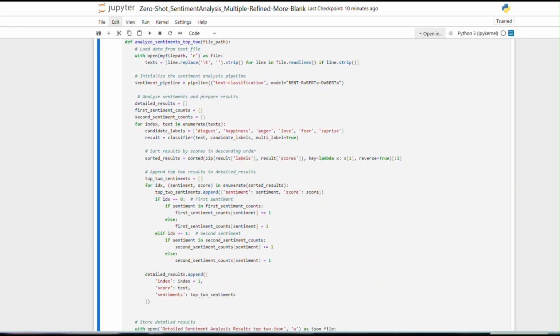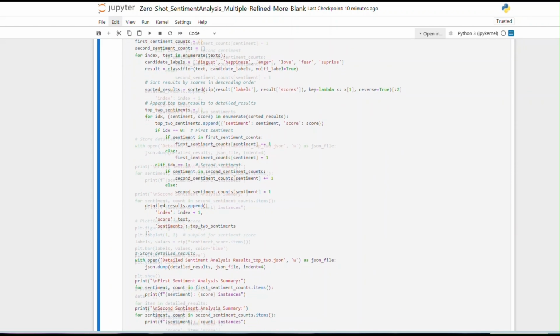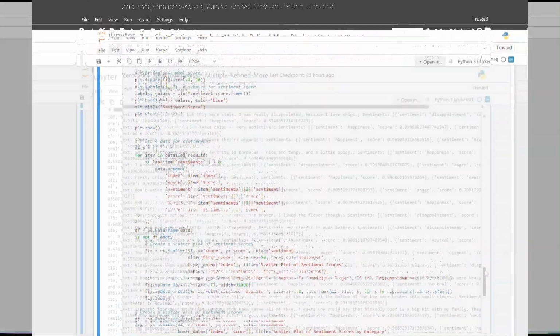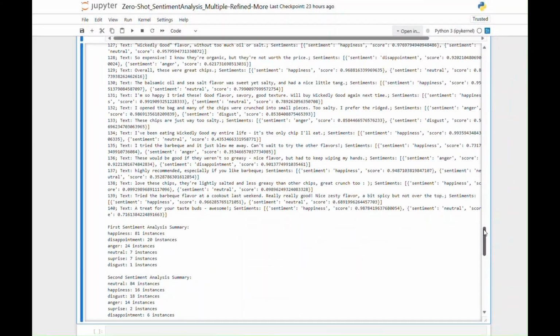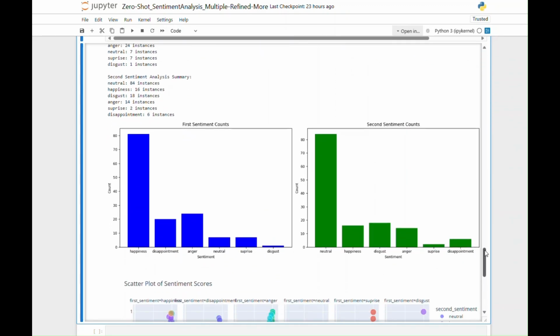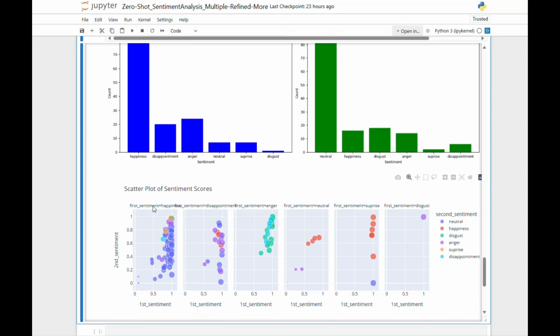Here is a look at some of the Python coding for the psychographic sentiment analysis, along with the output. We can see the text, along with its psychographic score, the bar charts of the first and second sentiment scores, and the unusual scatter plot charts of the first versus second sentiment score. Each plot represents an emotion: happiness, anger, surprise, disappointment, neutral, disgust. The color of the marker shows the second sentiment.